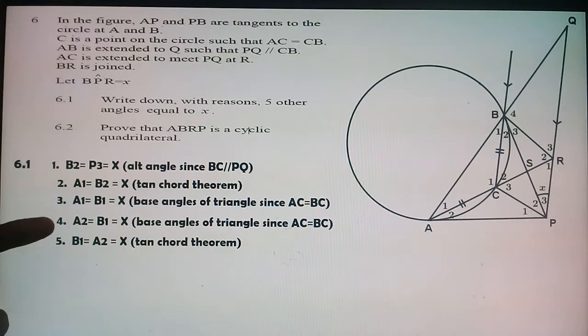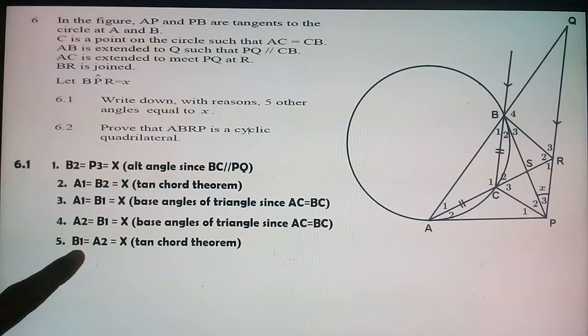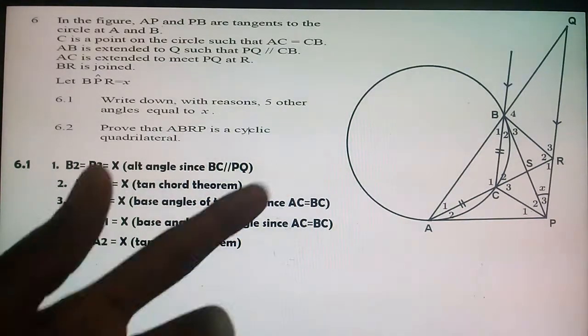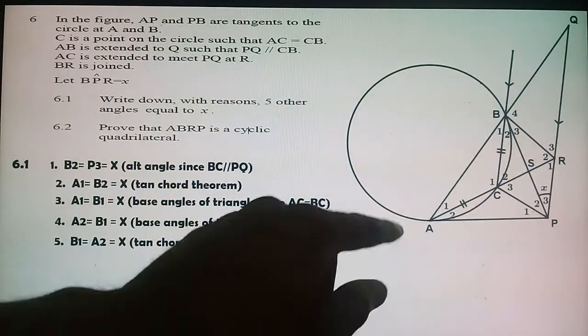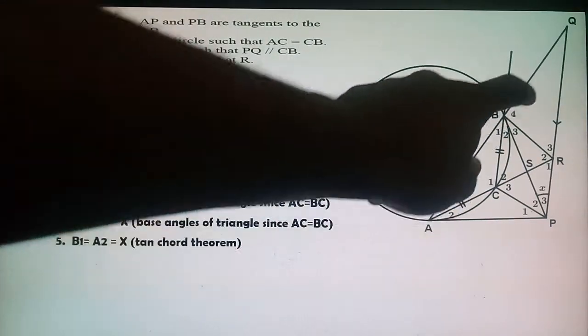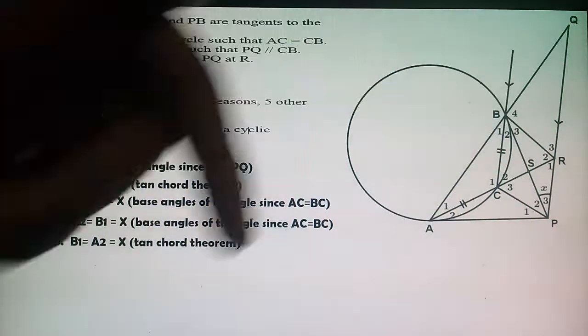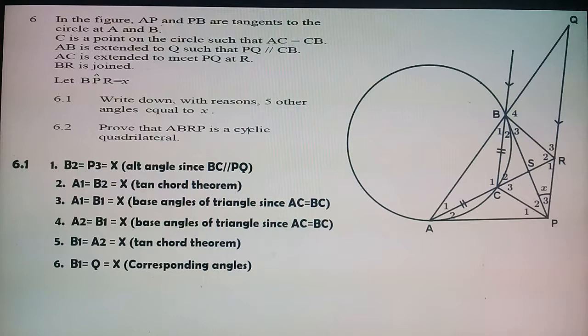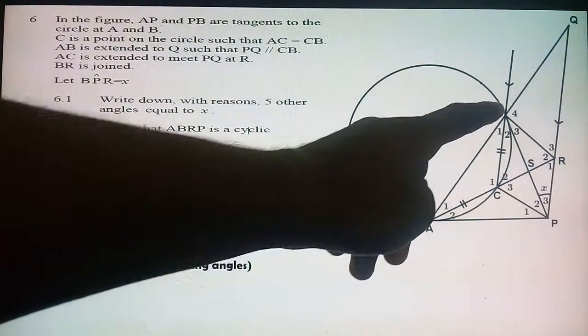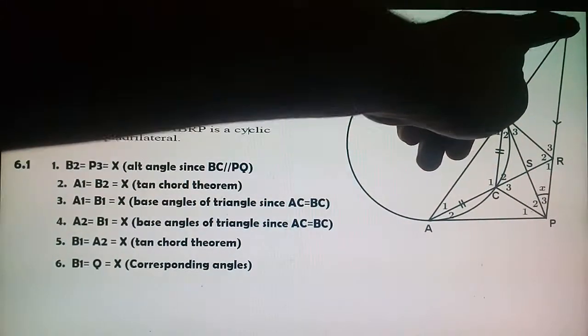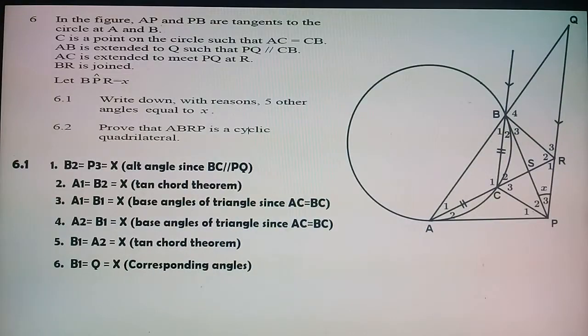So this is repeated. A1, B1 equal to, this is number 4. B1 equals that one by the tan chord theorem, already discussed. What you want to discuss is B1 equals Q, the corresponding angles. That's why I have B1 equals Q equals X, the corresponding angles, since BC is parallel to PQ. Wow, how nice is mathematics. I hope you enjoy that one. Now let's look for another one.